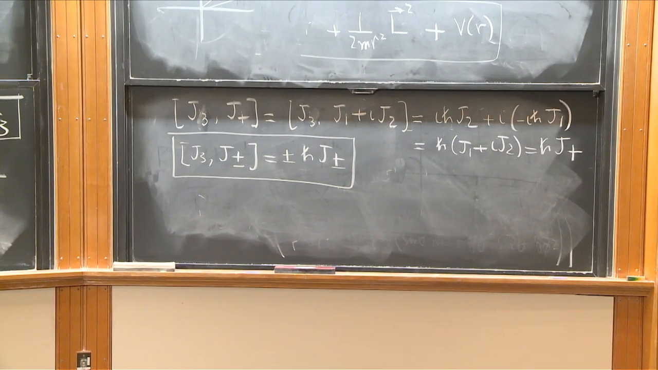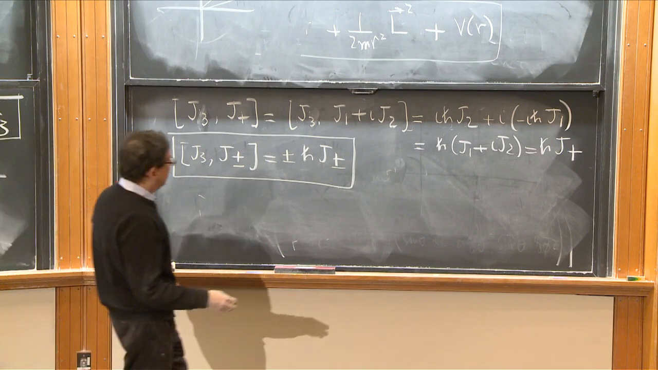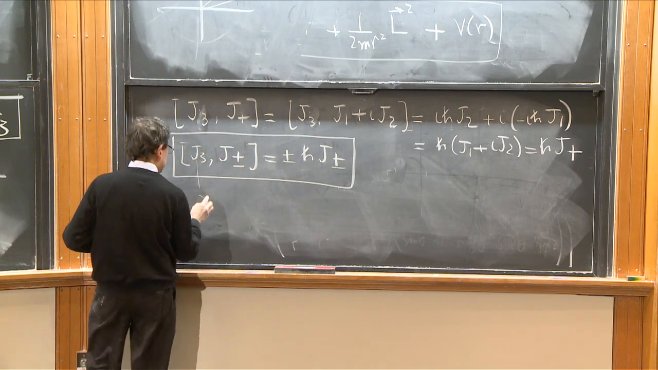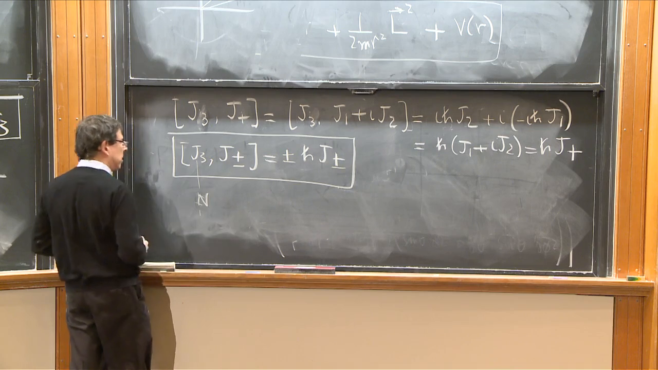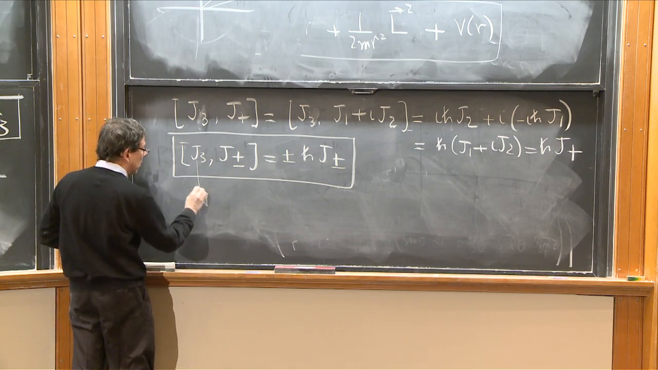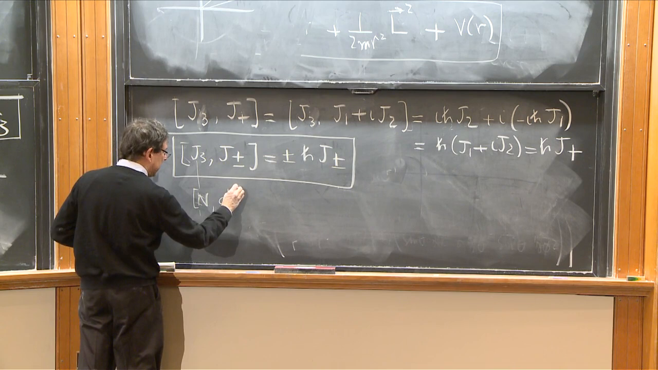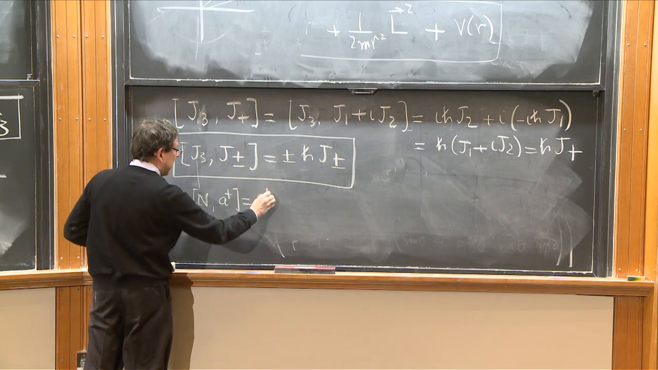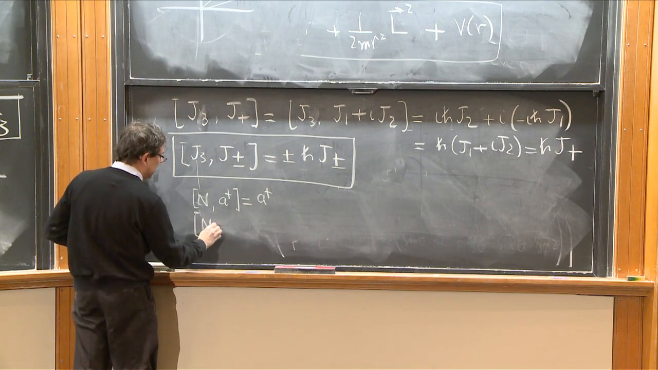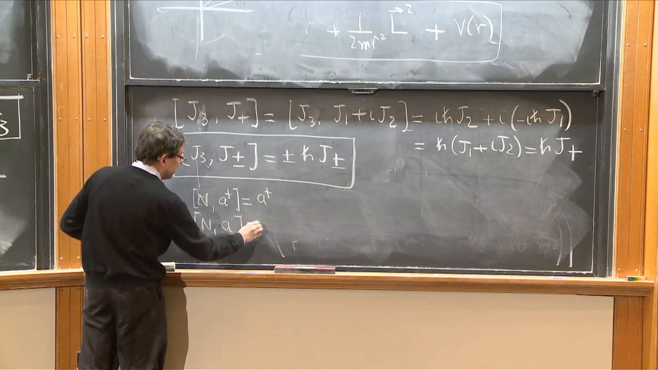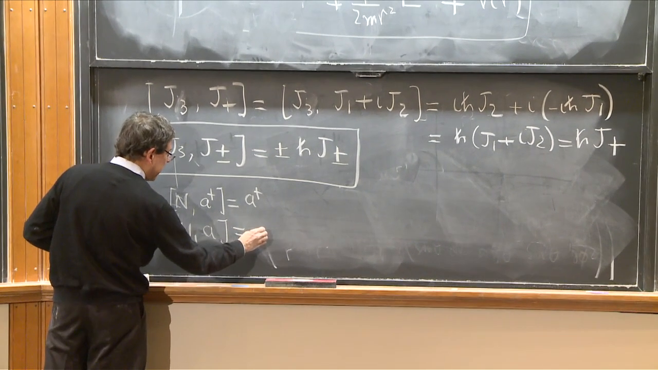And that should remind you of the analogous relation in the harmonic oscillator, where N commutator with A dagger was A dagger, and N commutator with A was minus A.